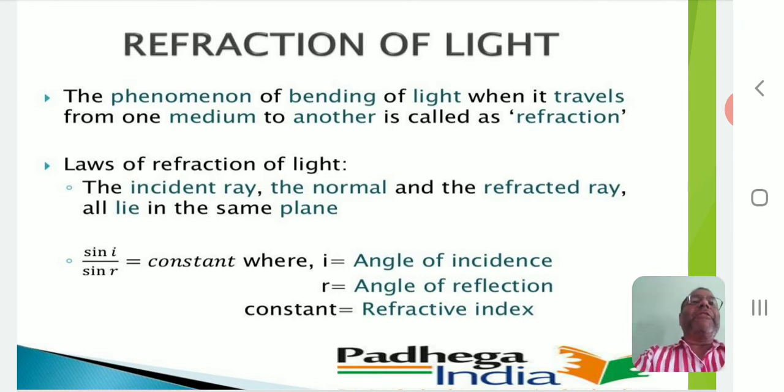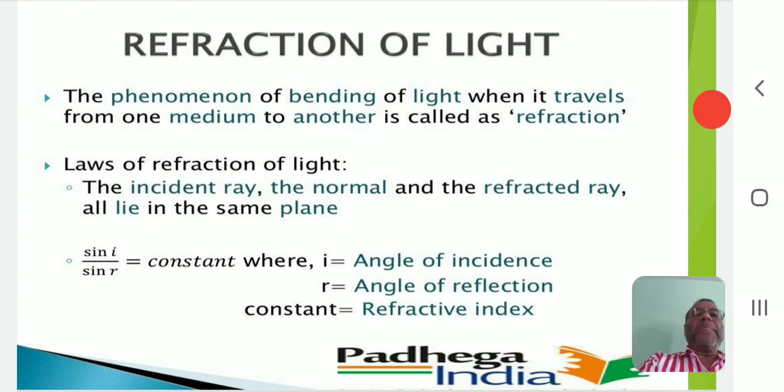But in case of refraction, what happens? The incident ray of light goes into another medium. Means when the light travels from one medium to another, some bending is seen. This bending phenomenon, when especially a light ray travels from one medium to another, is known as refraction.